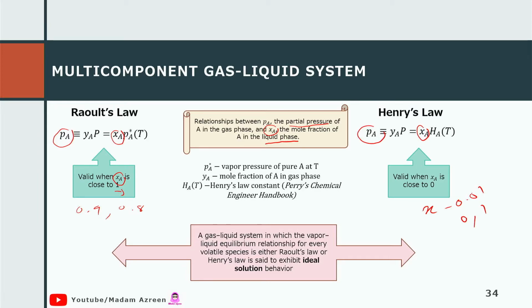And then the value of H_A is the Henry's law constant, which you can find in Perry's Chemical Handbook. Again, don't worry: if I give you the equation, I will give you the constant together with it. This is the condition where you have vapor-liquid equilibrium. The vapor and the liquid are in equilibrium, and they will obey these two laws. How are we going to use these laws? We're going to see in the next example.